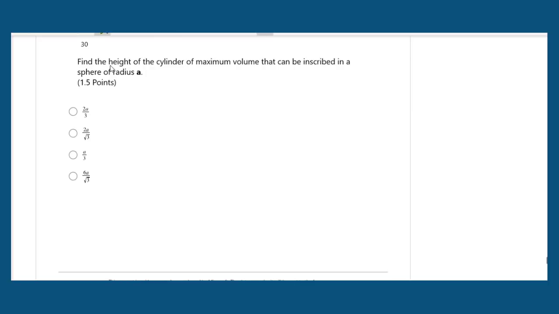For number 30, the height of the cylinder of maximum volume that can be inscribed in a sphere of radius A. So find H of the cylinder of maximum volume that can be inscribed in a sphere of radius A. So this is optimization, maximum, using the acronym D dot.